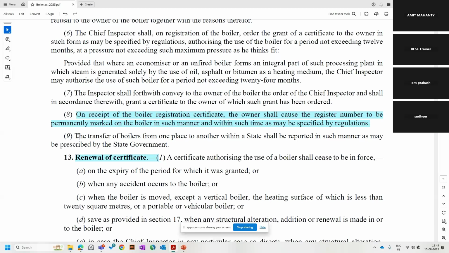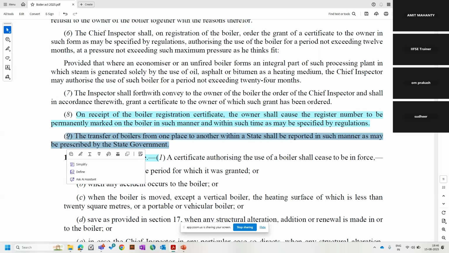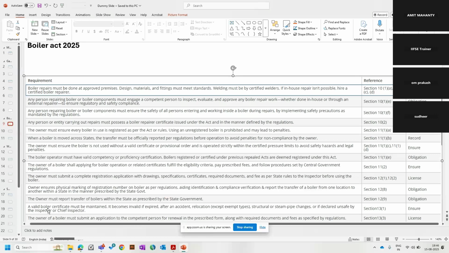The transfer of the boiler from one place to another place within the state shall be reported in such a manner as defined by the state government. Okay. Then a valid boiler certificate must be maintained. It becomes invalid if expired, after an accident, relocation, or structural or steam pipe changes, or if declared unsafe by the inspector or chief inspector.